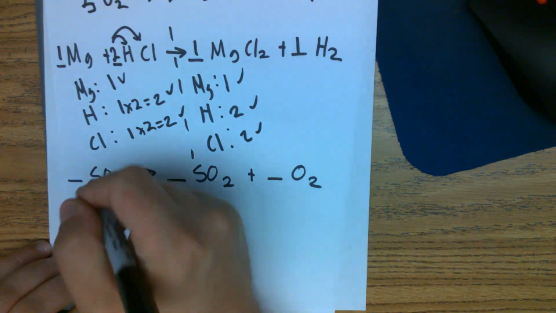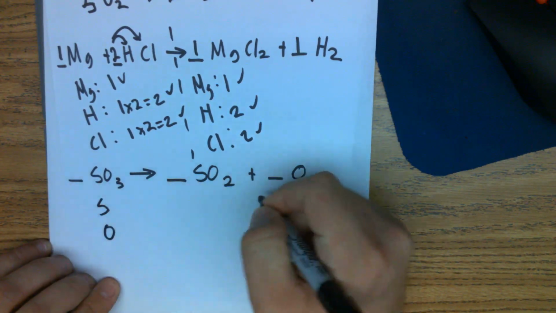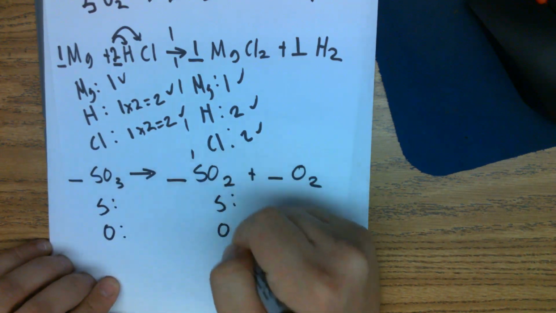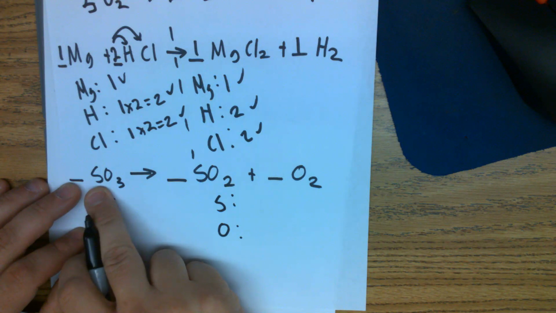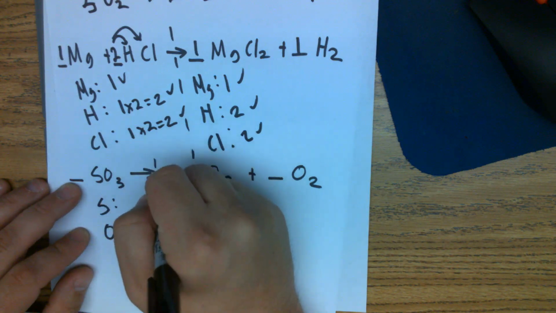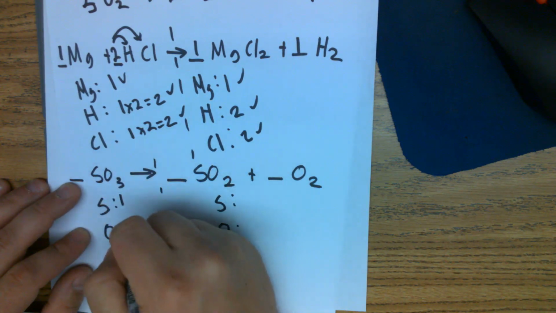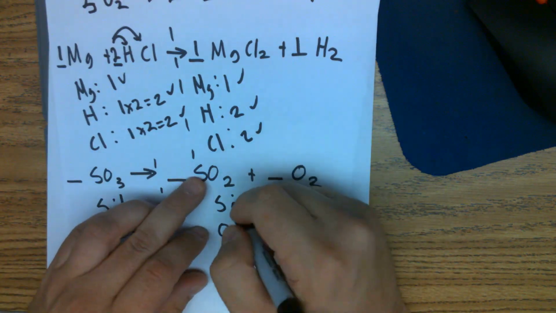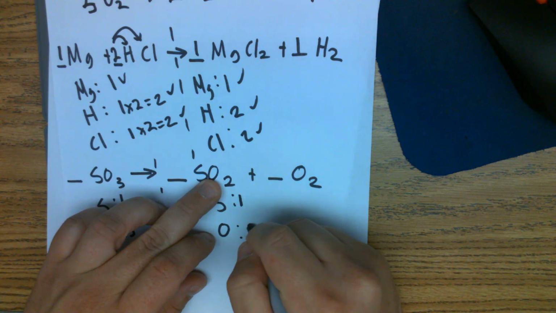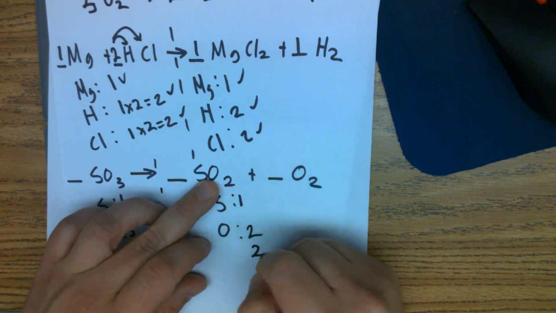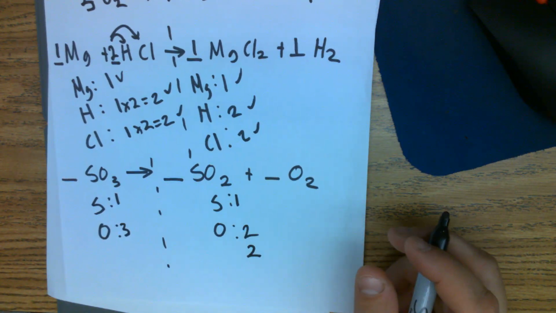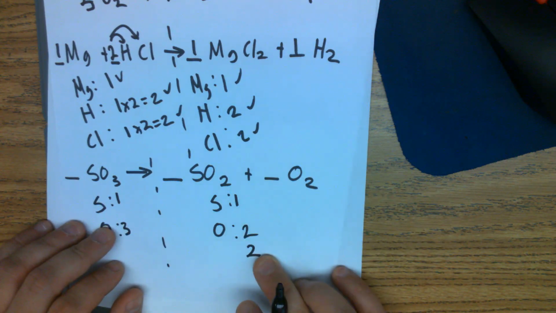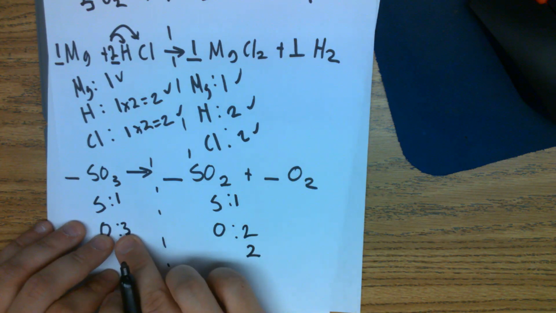So here we have S, O, and this side we have S and O. Here we have 1 S and 3 O's. So again, our split's going to be here. So 1 S and 3 O's. And then on this side, we have 1 S here. We have 2 O's and 2 O's. So it's split. If we're looking at this, we want both sides to be the same. We have a total of 4 here, and we have a total of 3.